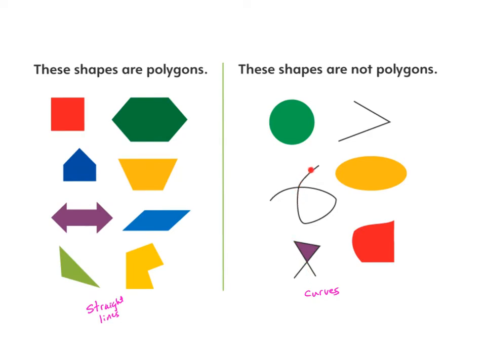Same thing with this line. We have an intersection in the middle and it crosses and keeps going. On the left-hand side, every time there's an intersection, it forms a vertex. So I'm going to write down on the right-hand side, we have intersecting sides that cross.